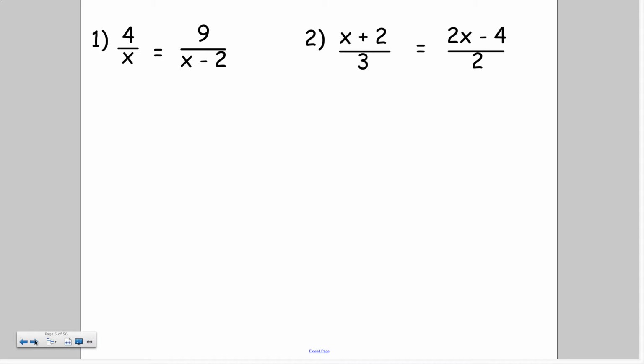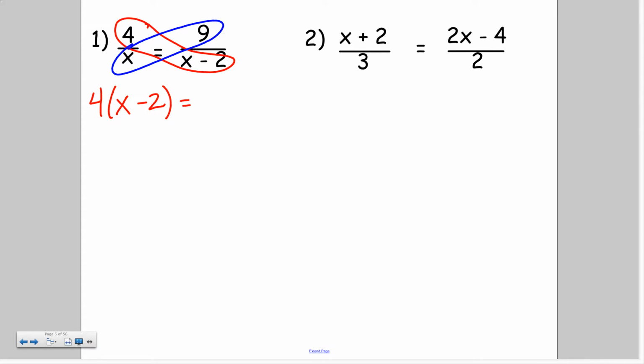Alright, number 1, I'm going to cross multiply. So I'm going to have 4 times x minus 2. Then I'm going to have x times 9, which is 9x. So remember, with the binomial, we're going to have to distribute. So 4 times x, which is 4x, and 4 times negative 2, which is negative 8, equals 9x.